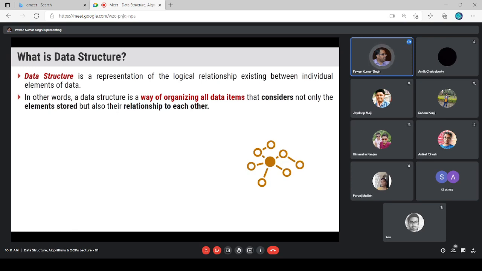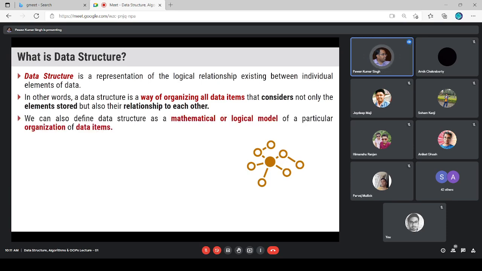So this is also a type of data structure. Array is also a type of data structure, but we will look into more complex types of data structures like linked list, stack, queue, which you have already learned about, and trees. Now we can also define the data structure as a mathematical or logical model of a particular organization of the data elements. You can also define it like that.